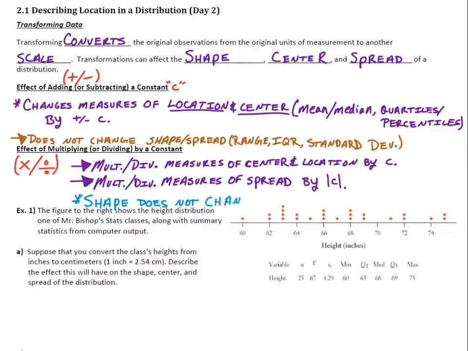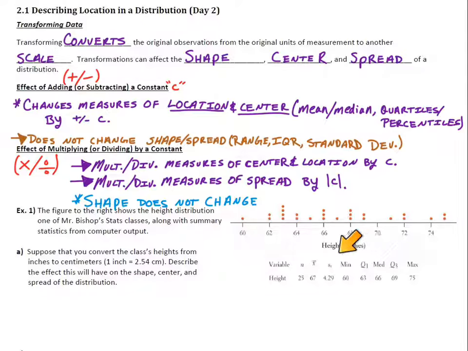So shape does not change. All right, let's look at the first example. It says the figure to the right shows the height distribution for one of Mr. Bishop's stats classes along with summary statistics from computer output. So down below there, those are the summary statistics. Number there are, the mean, the standard deviation, the min, Q1, median, Q3, and max.